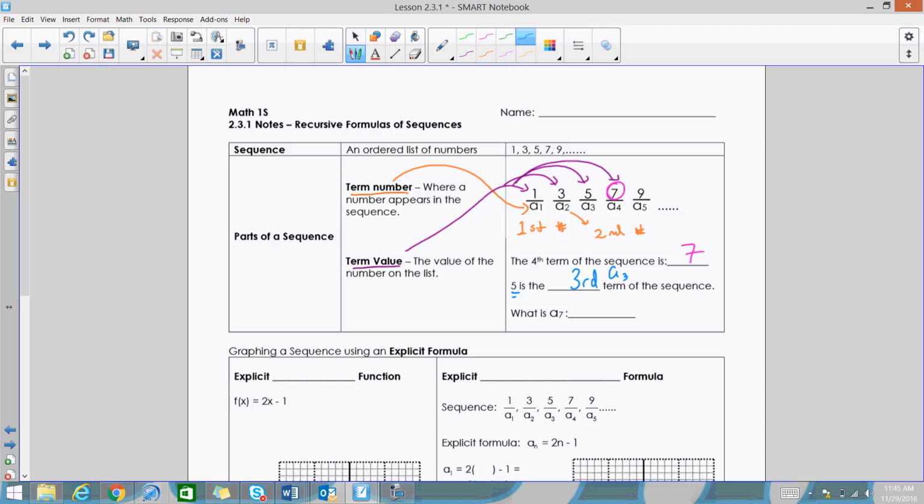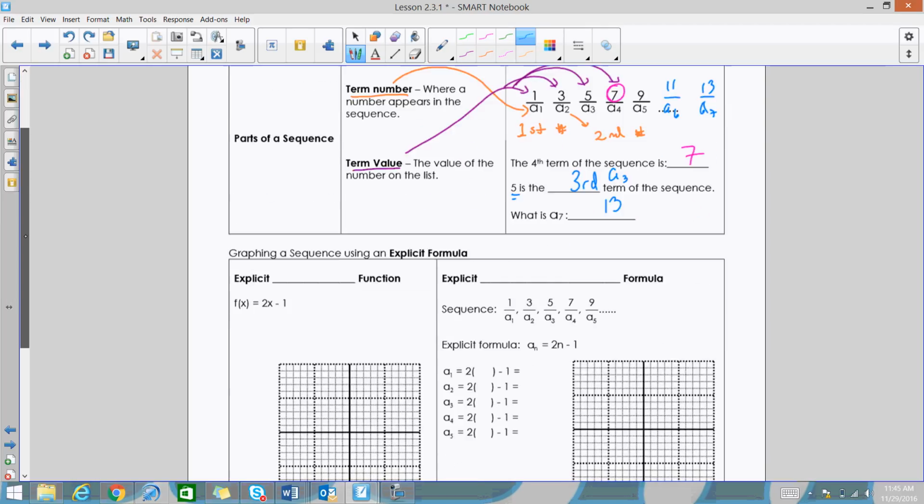And now lastly, what's A7? Well, you see A7's not here, but you can figure it out. We have A6 and A7. So I will actually write this on my paper. A1, A2, A3, all the way. So if you notice, there's a pattern. 1, 3, 5, 7, 9. It's going up by 2. So 11 and then 13. So 13 is your 7th term. And that's what we're going to be working with today.